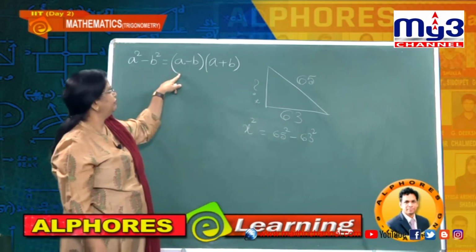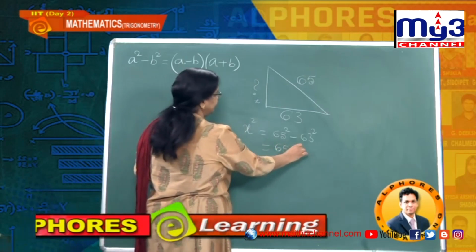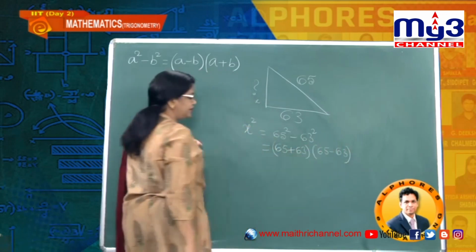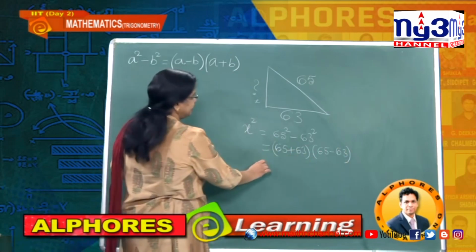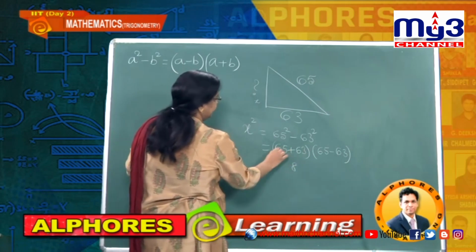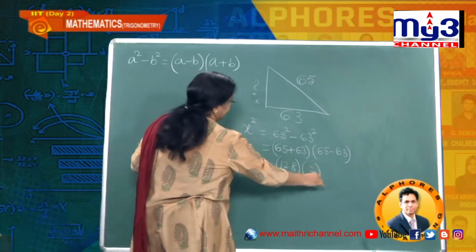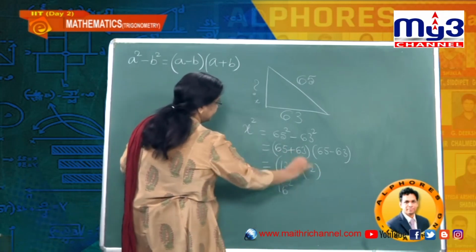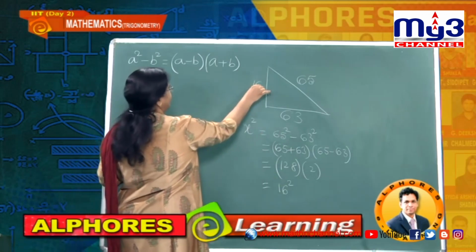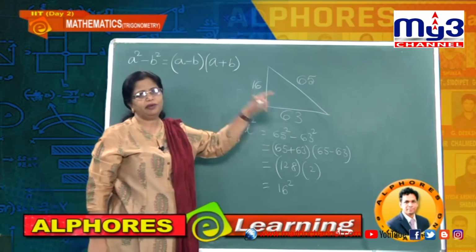In that way you can simply make use of this formula. I can write this as 65 plus 63 into 65 minus 63. So this is 128 into 2, which is 256, which is nothing but 16 square, and hence directly you can write this value as 16. So this is the advantage of the formula a square minus b square.